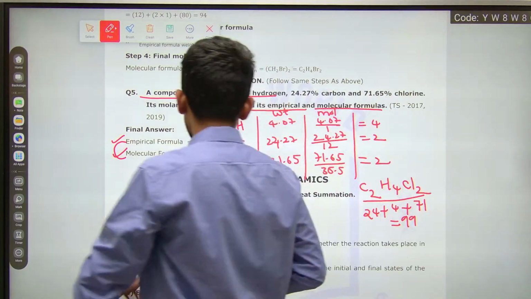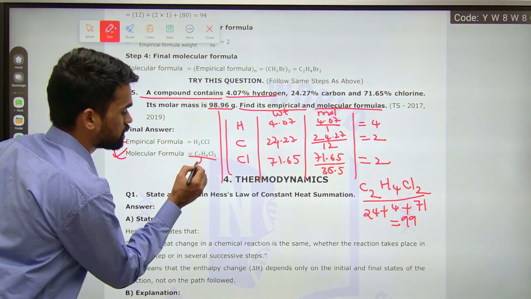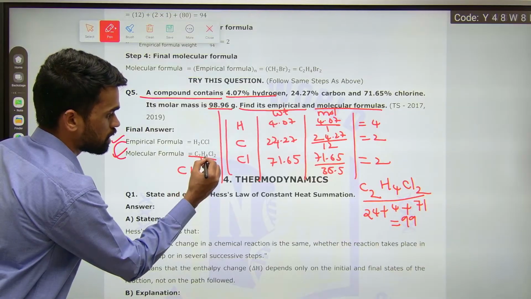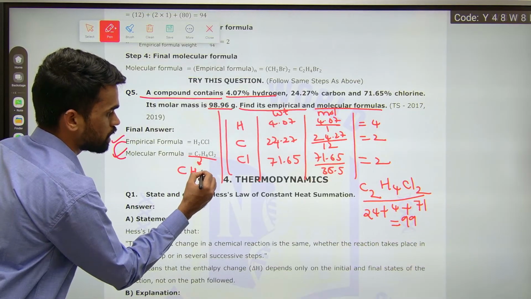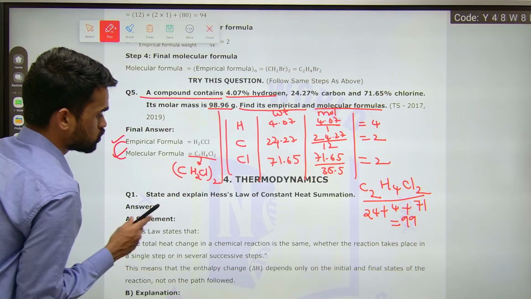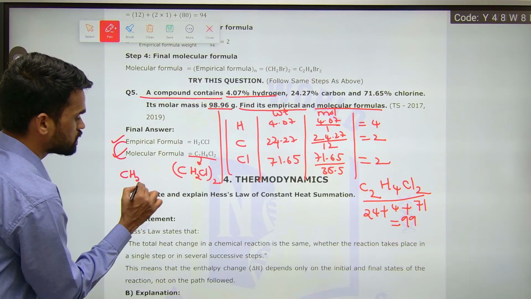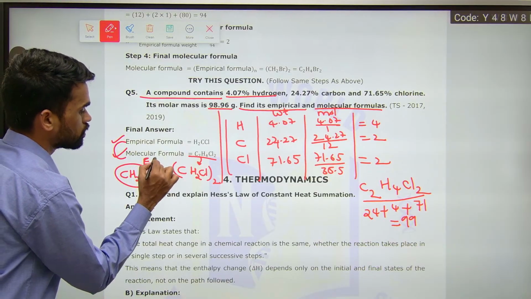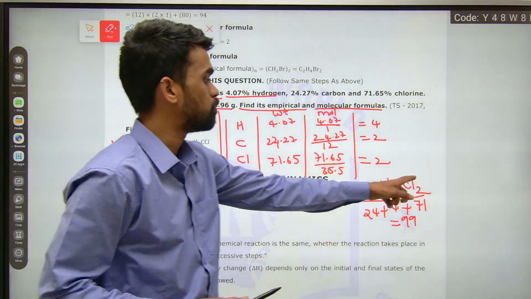Now try to write the simplest whole number ratio for this. C2, H4, Cl2. Can I remove 2 as a common factor here? Yes, I can remove 2 as a common factor. So we got CH2Cl as the empirical formula, and this is our molecular formula.